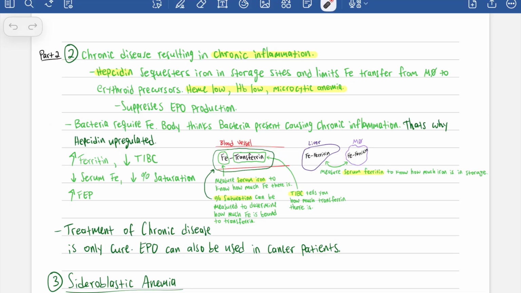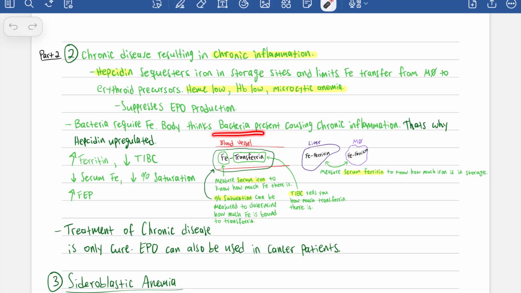So here is an example of how that works. In the case of chronic disease and chronic inflammation, your body is responding as if you had a bacterial infection. That's why it's reacting this way, because bacteria require iron to function. And so the body thinks that bacteria is present, and that's what's causing the chronic inflammation, right? Instead of, whatever it is, like maybe chronic kidney disease. But your body's thinking, oh, this guy's just got chronic inflammation because he's infested with bacteria.